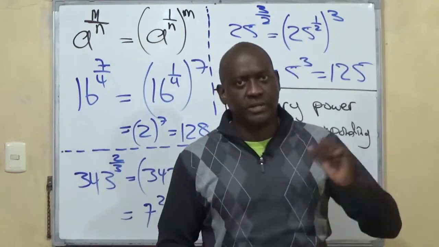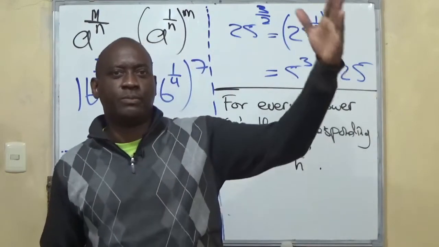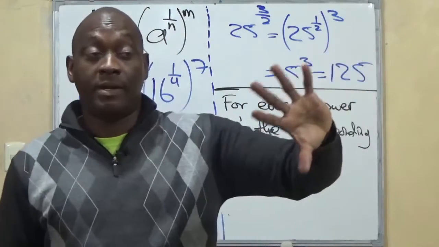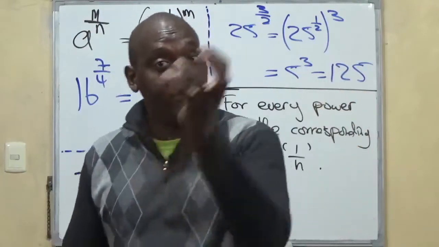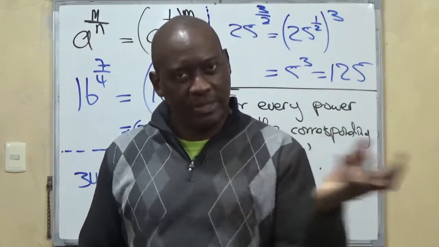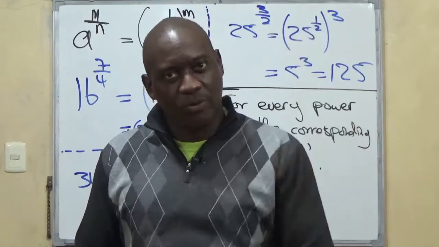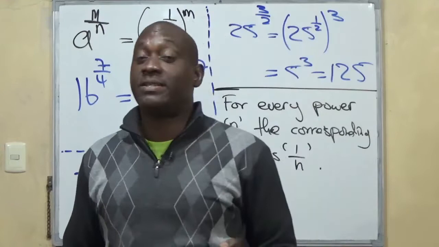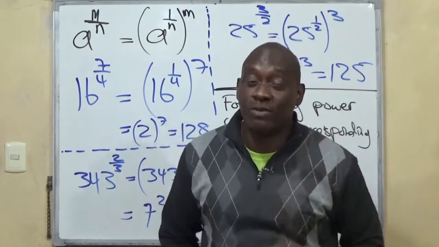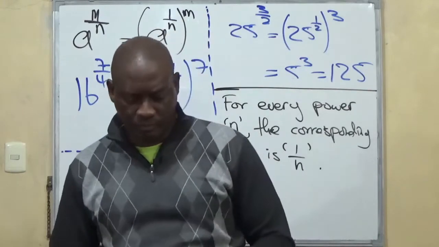If your power is 3, something cubed, 4 cubed is 64. Then the cube root of 64, the corresponding root, is represented by 1 over 3, which is to say then that 64 to the power of 1 over 3 is equal to 4.